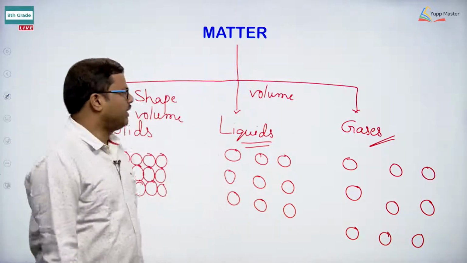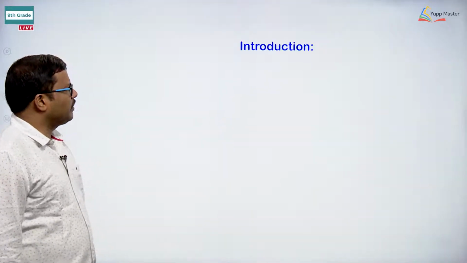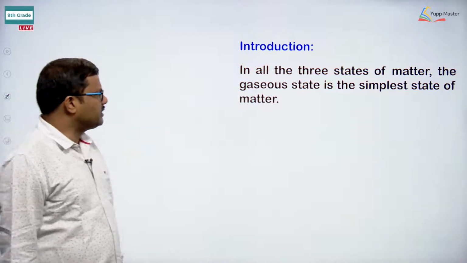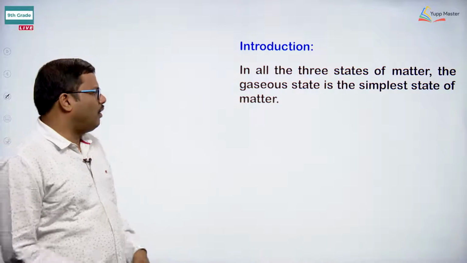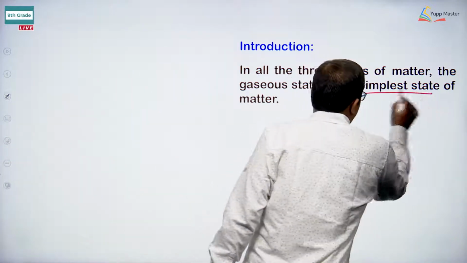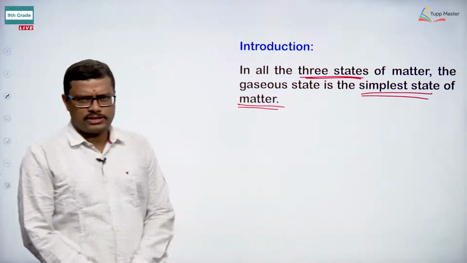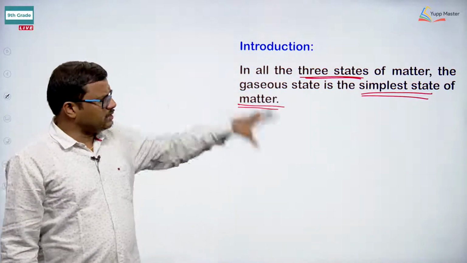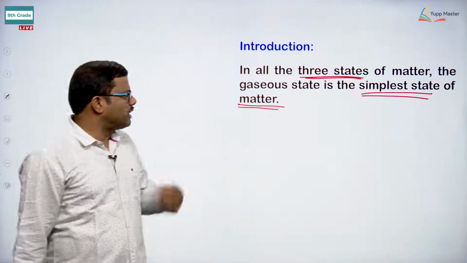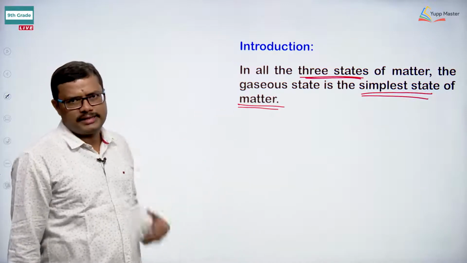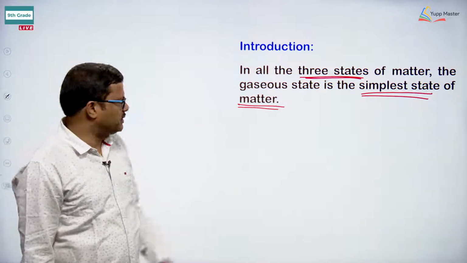Right. Let us focus on the gaseous state. The gaseous state is the simplest of these three states of matter that we have just discussed. So, among the three states of matter, gas is the simplest state. It can be easily understood at the earlier stage, and then we can focus on the properties of liquids as well as solids.